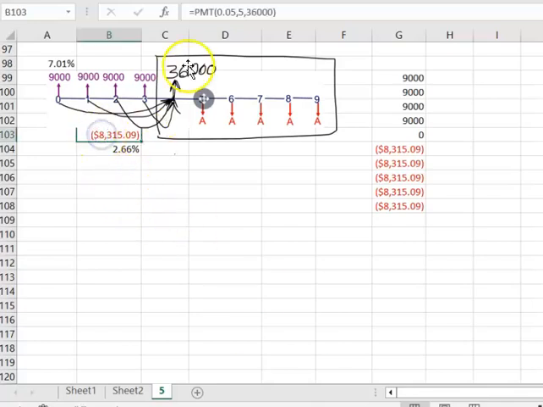Okay, here is the formula. Hey Excel, calculate it for me. The rate is 5%. It was in the question, in the case description. 5 years. And the present value is 36,000. Here you go. So she needs to pay $8,315 per year.